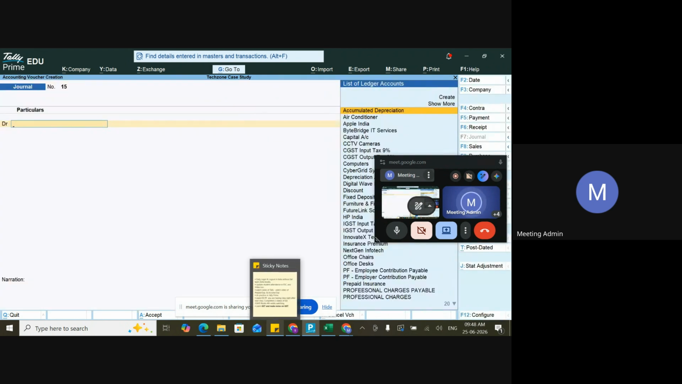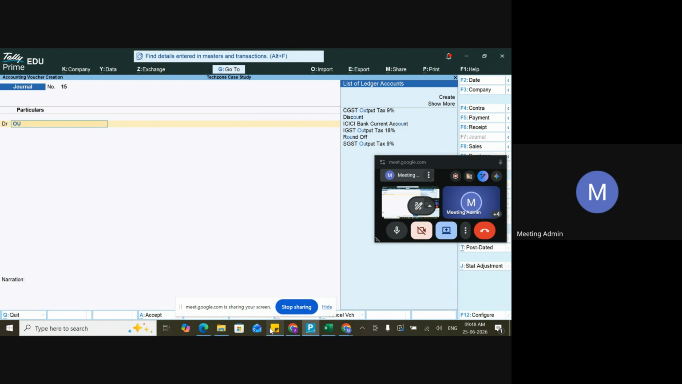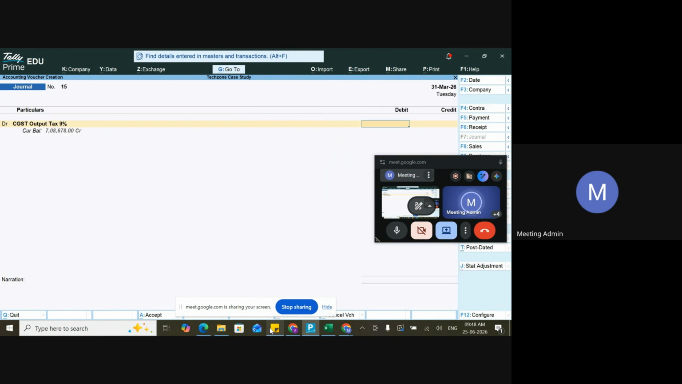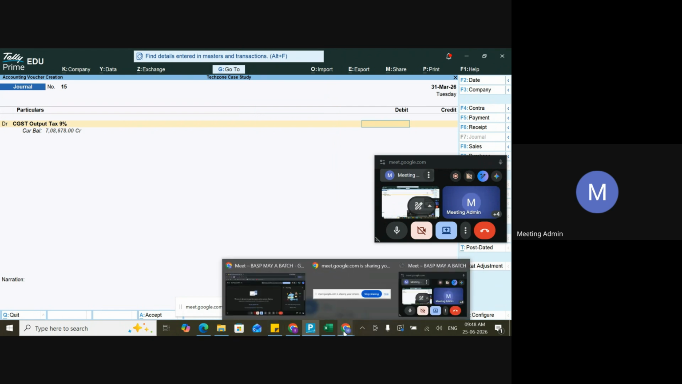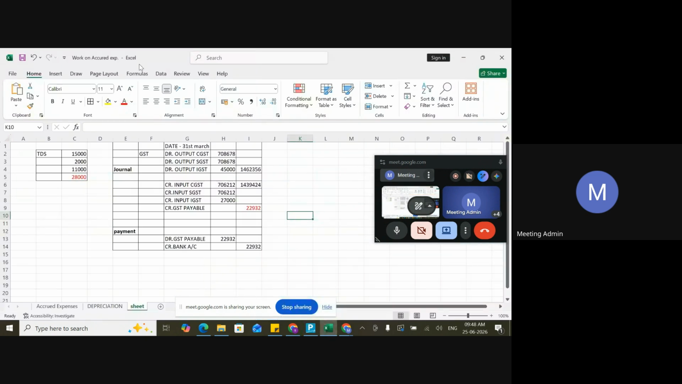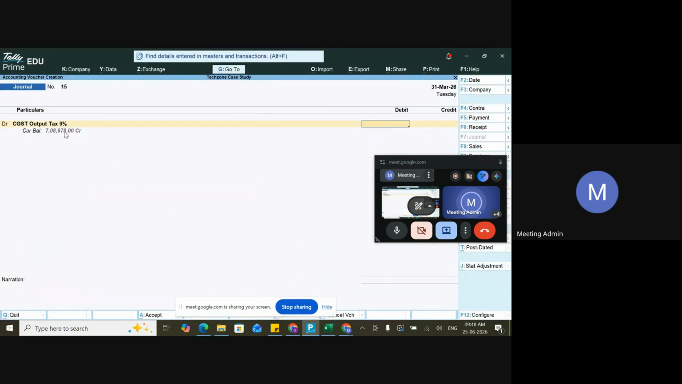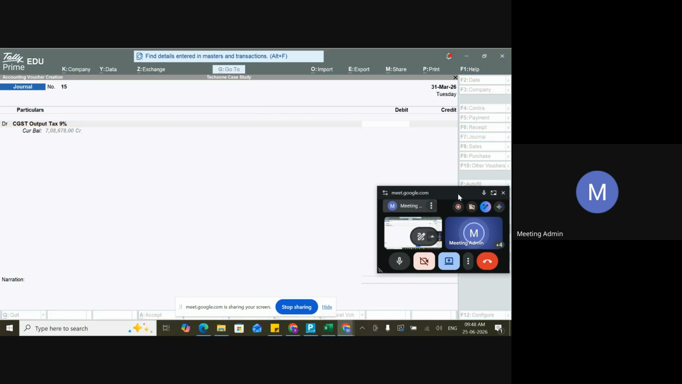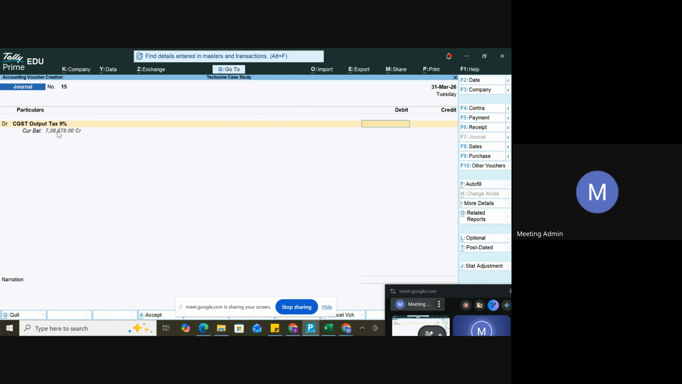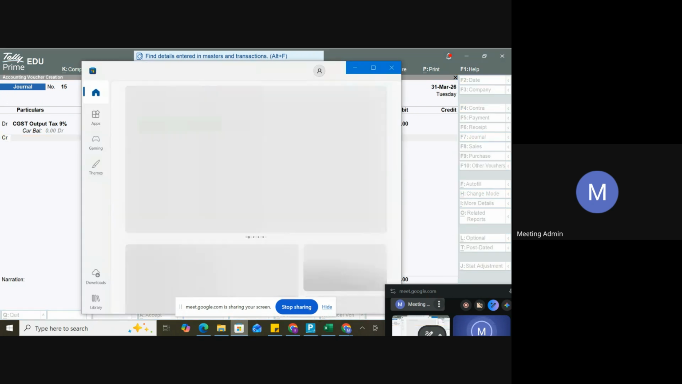So next what we have to do? We have to set off the entry, saying debit output CGST. How much is the amount here? 7,08,678. So can you see this current balance here? Here also you can add from here also. 7,08,678. Enter. Then this current balance is 0. Can you see this?